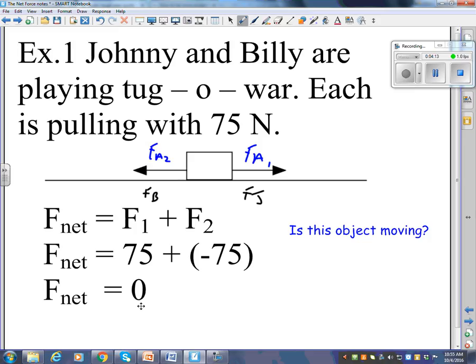Okay? You might remember this in grade 11 too. So the answer to the question, is the object moving, really depends on what it was already doing. And do we know what it was already doing? We don't. So it could be moving, or it might be at rest. You remember that sort of discussion from grade 11? Kind of, sort of? Okay.